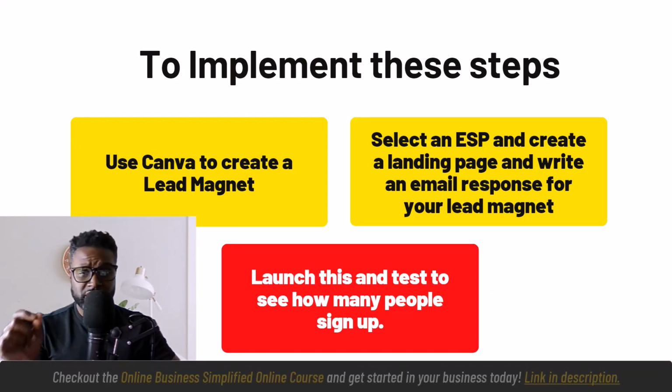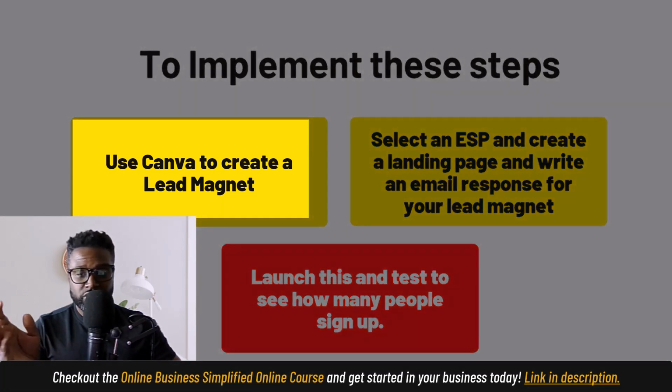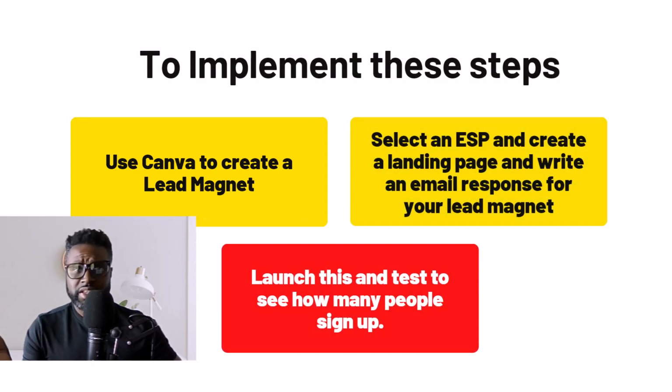So to implement these steps, this is a basic funnel. These are your action steps. Use Canva, create a lead magnet. It doesn't have to be anything long. It can be an ebook, and I have a video on how to make one of those in like 10 minutes. I'll link to that video too.